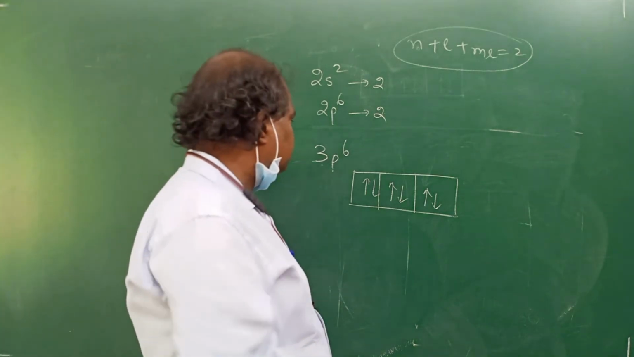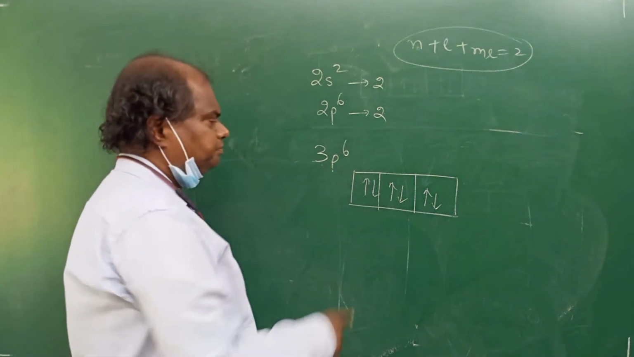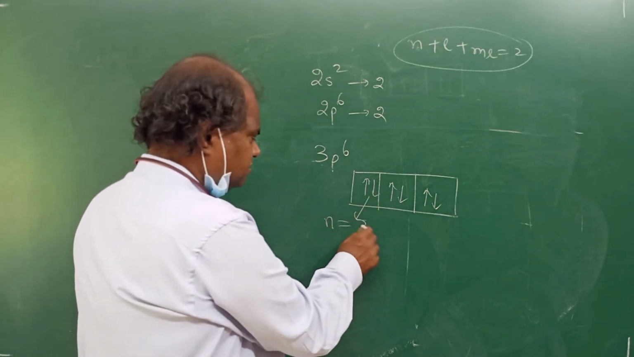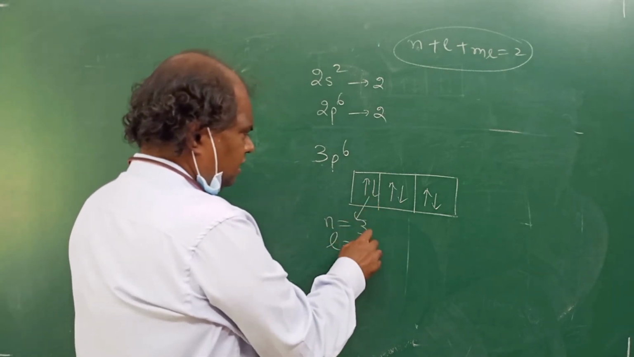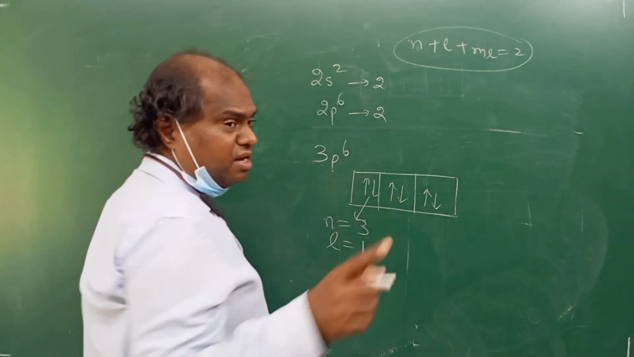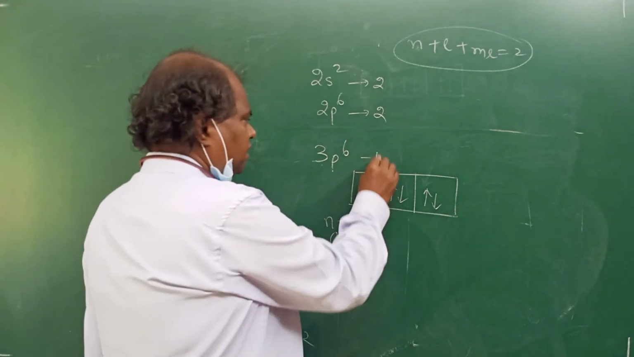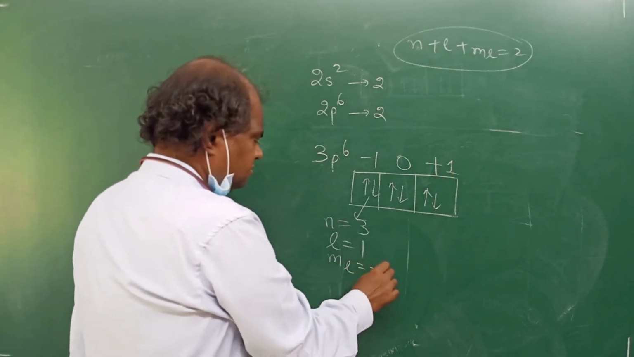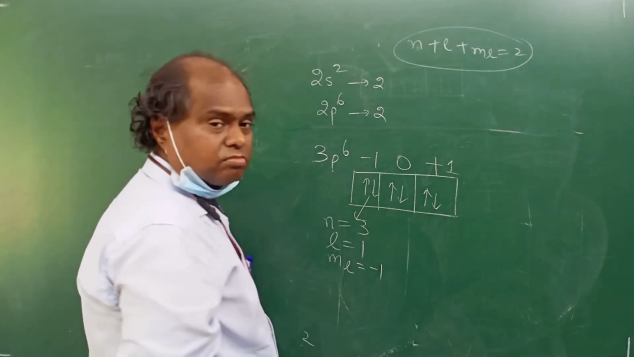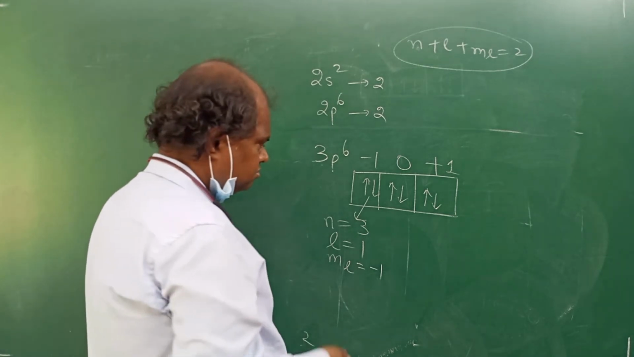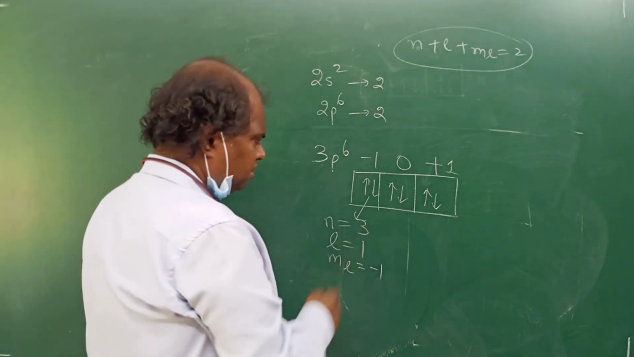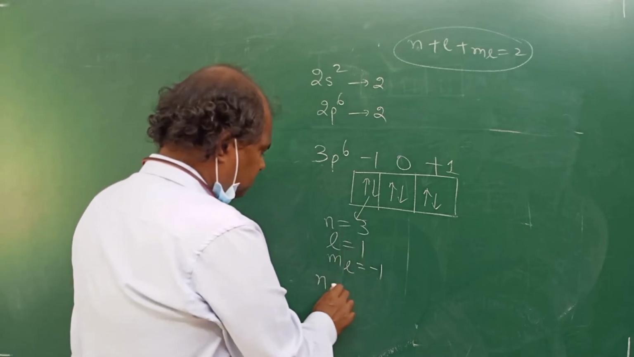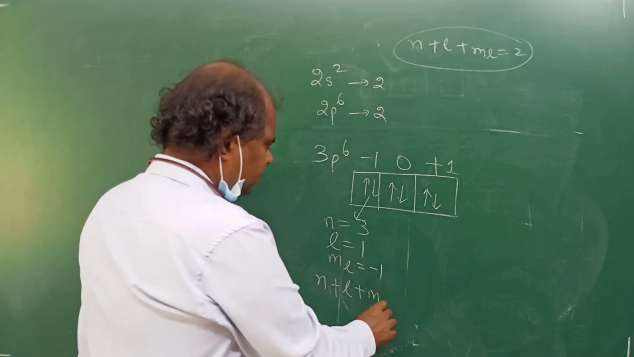Okay, so we'll continue now. Let us do for 3p6 now. We'll start now. So what is n here? 3. L is equal to 1. Remember for p orbital L is equal to 1. Minus 1, 0, plus 1. So what is ml? Minus 1. Okay. 3, 1, ml is minus 1. So what are the values you will get? Tell me. N plus L plus ml is equal to, you will get 3.